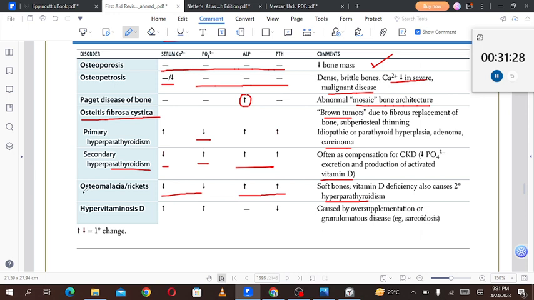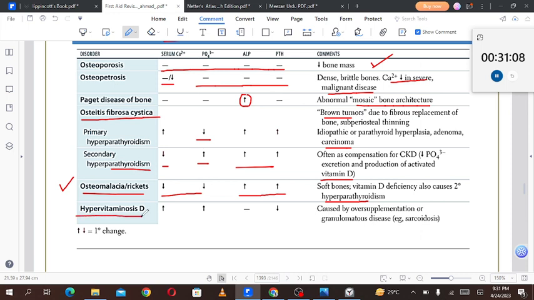What happens? In osteomalacia or rickets, we get decreased serum calcium and decreased serum phosphate, because bone mineralization is not taking place. And alkaline phosphatase and parathyroid hormone will be elevated in both these conditions because we get decreased serum calcium and decreased phosphate. So make some analogy out of that as well.